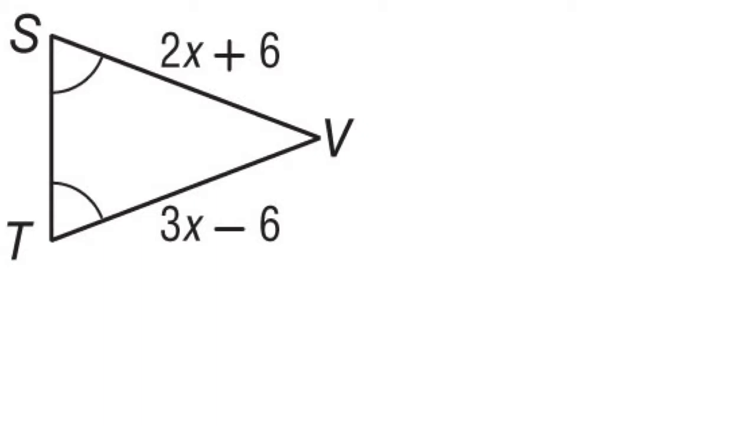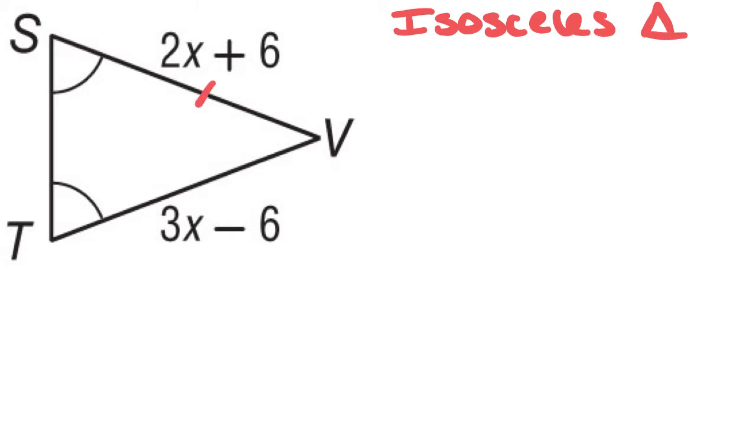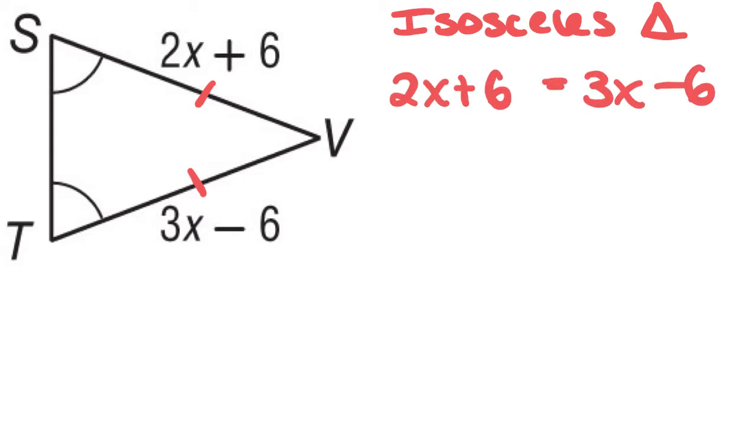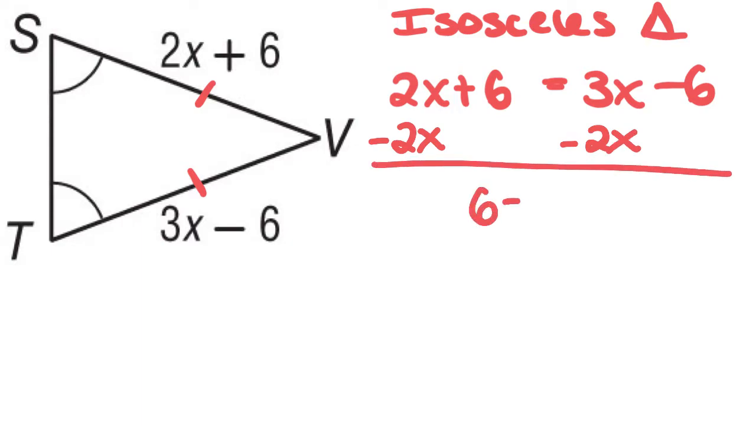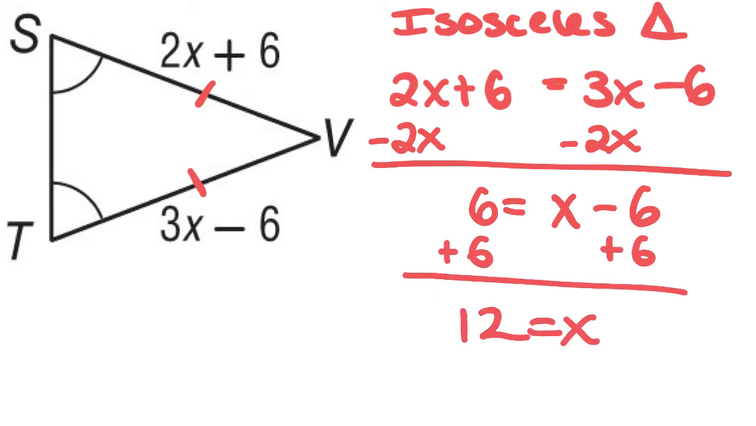For the next example, we have the figure turned, but we still see those two base angles are congruent. So this again means that it's an isosceles triangle. So these two sides, which are our legs, are congruent. So now I could say 2x plus 6 equals 3x minus 6. So I would solve by bringing all the x's to one side. So I could subtract 2x from both sides. So I'd have x equals x minus 6, and then I'd have to move the 6 over. So you would get 12 is equal to x as your final answer.